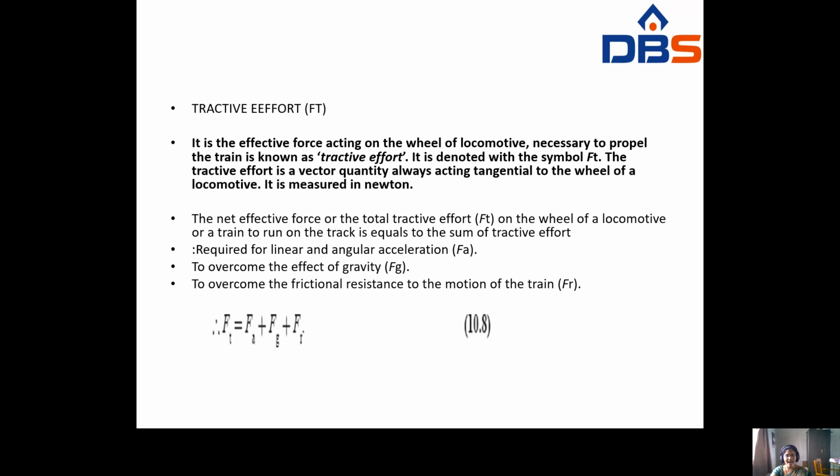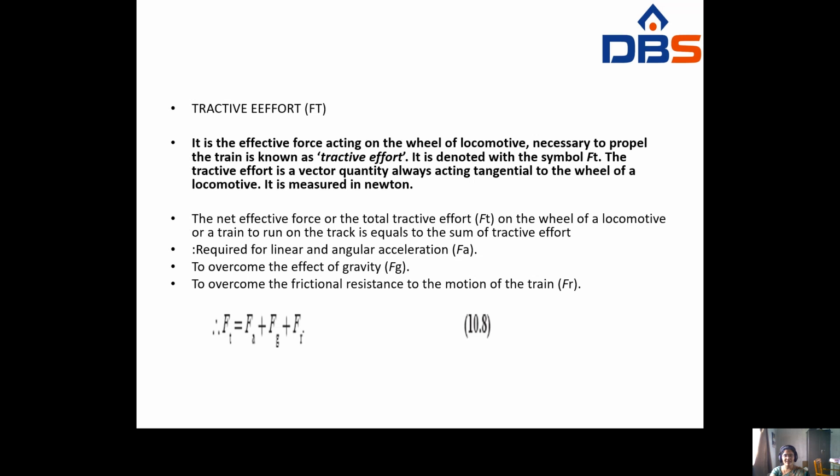Tractive effort is the effective force acting on the wheels of the locomotive that is necessary to propel the train. That is known as tractive effort, and it is denoted with the symbol Ft.